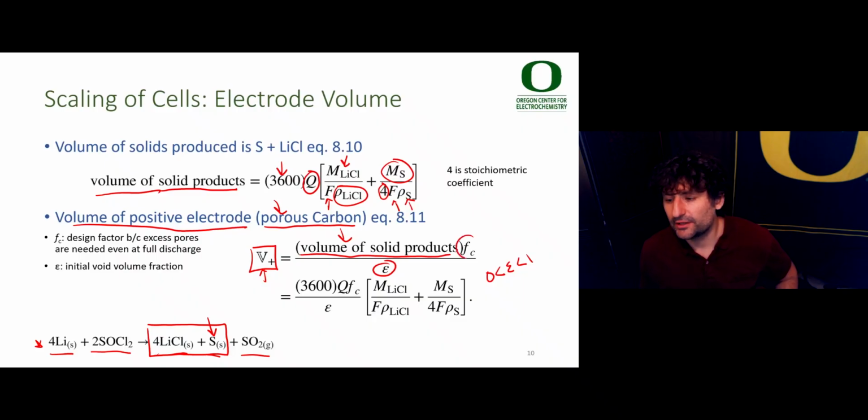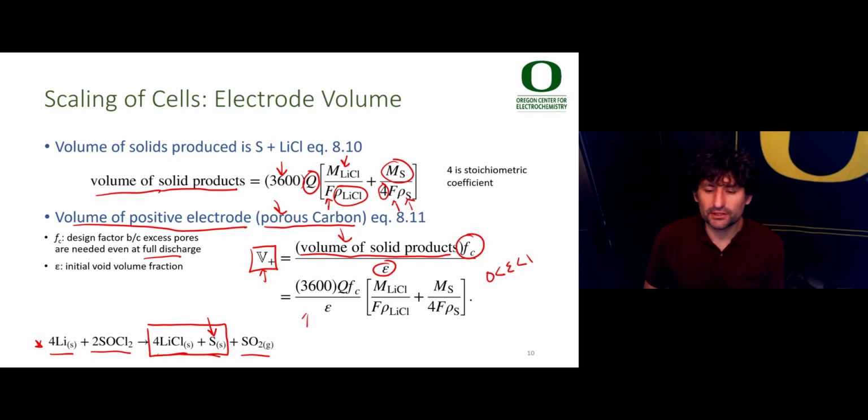You have to multiply all this by, again, our design factor, because you need some excess pores even at full discharge. If you clog all the pores, you're going to have trouble with mass transport at high states of charge. So we can plug in our expression from above to obtain this equation at the bottom.